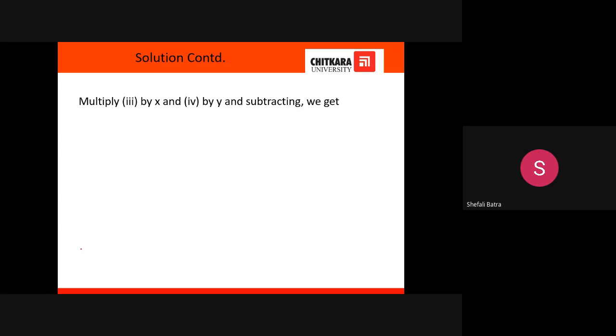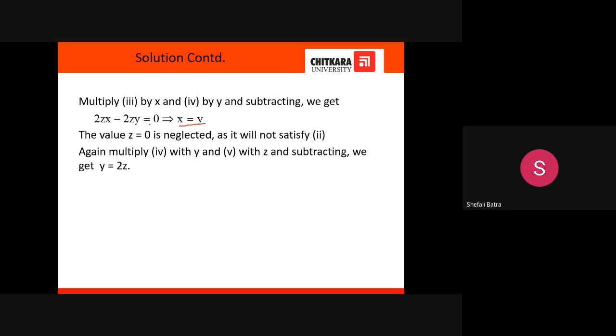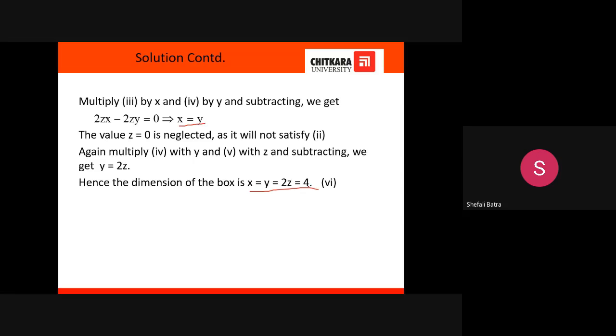Right? So I'm showing you, from the first you are getting x is equal to y. From here, yz is equal to 0, so z is equal to 0. If z is equal to 0, it becomes a rectangle, height would be 0. So we cannot take z is equal to 0. That is why we are neglecting this. Similarly, from the second you are getting y is equal to 2z, and then this is the dimension. X would be 4, y would be 4, and z is equal to 2. I hope this question is clear, beta.